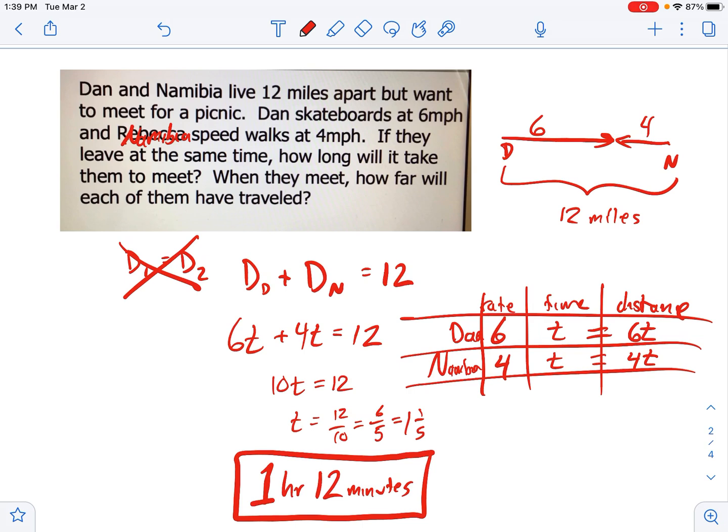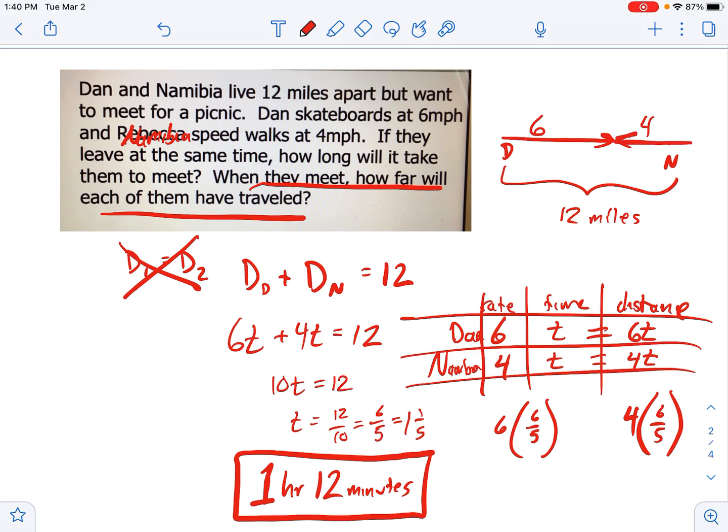All right, when they meet, though, how far will each of them travel? Well, that'd be either 6 times 6 fifths, that's going to give me Dan, and 4 times 6 fifths will give me Namibia's distance. Notice Namibia, who went slower, travels a little bit less. Dan, who's skateboarding, travels faster. So Dan travels 36 fifths, or 7 1/5 miles. Namibia travels 24 fifths, or 4 4/5 miles.